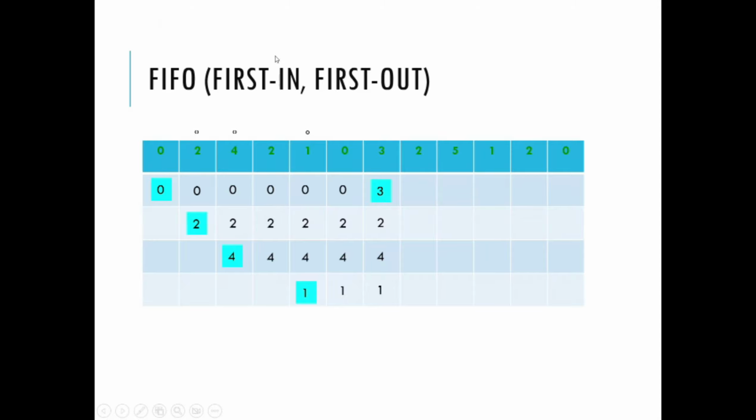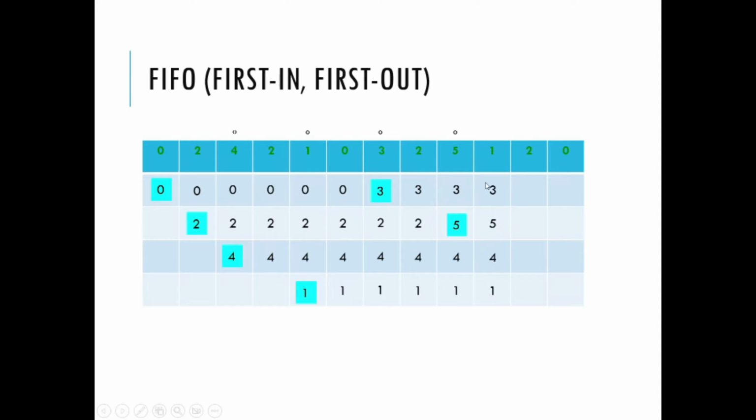Next one is 2. 2 is already included in the table, so no victim. Next one is 5. 5 isn't in the table, so the oldest one is 2. So 2 will be the victim and change to 5. So the plot will move also. And then is 1. 1 is already in the table, so no victim.